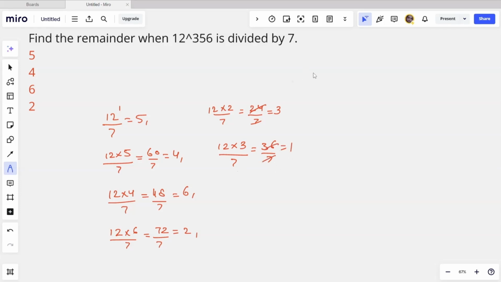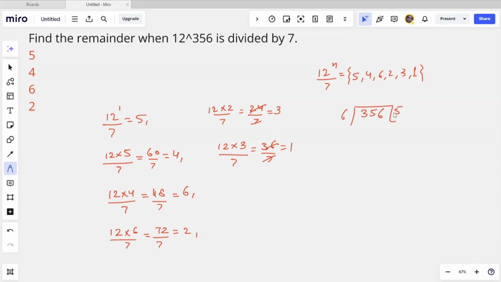Okay. So we can say that 12 raised to the power n divided by 7 follows a cyclicity which is 5, 4, 6, 2, 3, 1. Okay, so it has 1, 2, 3, 4, 5, 6 elements in its remainder cycle. So if we have 6 items in our remainder cycle, we will divide the power by the total number of items in our remainder cycle list. Okay, so we will divide it by 6.